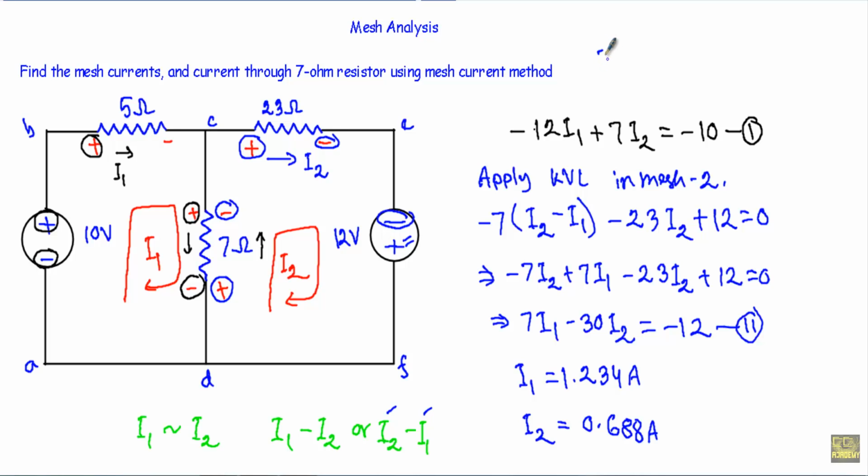Let's say I denote that current with I through 7 ohm. You see, I1 is flowing in this direction and this I1 has a value of 1.234, and this I2 is flowing in this direction. This I2 has a value of 0.688 ampere. So our I through 7 ohm will flow in this direction, and it will be equal to I1 minus I2, 1.234 minus 0.688, which will be equal to 0.546 ampere.